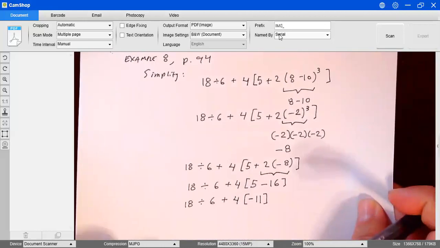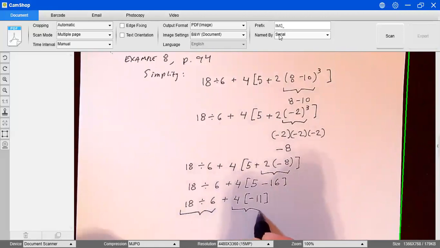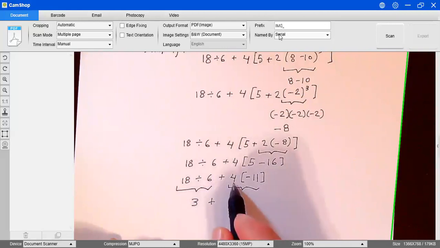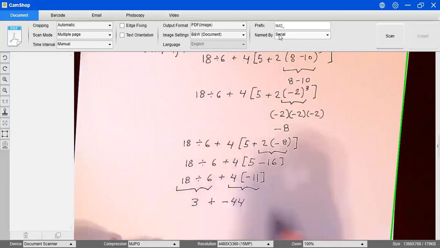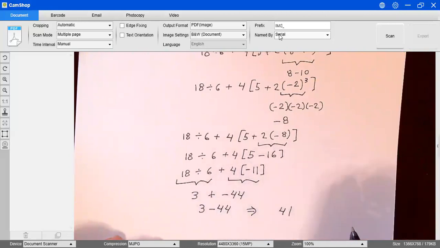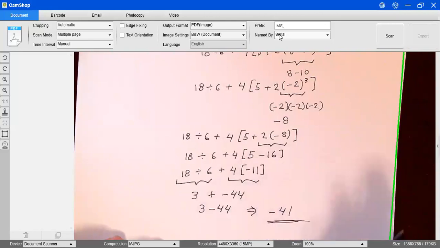Okay, now we're going to start solving multiplications and divisions from left to right. We're going to start from the left. 18 divided by 6 is going to be 3. And then we have this plus here, and 4 times negative 11 is going to be negative 44. Positive times negative is going to be negative. So you're going to have 3 minus 44. You're going to get the difference of the absolute values. The difference is 44 minus 3, which is 41. And then you keep the sign of the number with the greatest absolute value, which is this one. So the answer is negative 41.